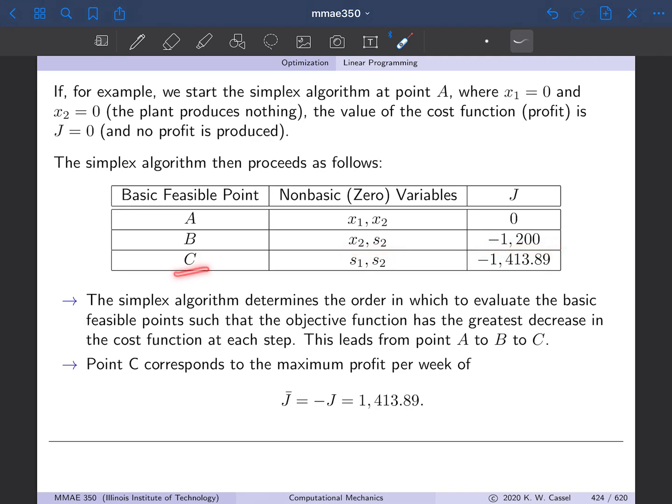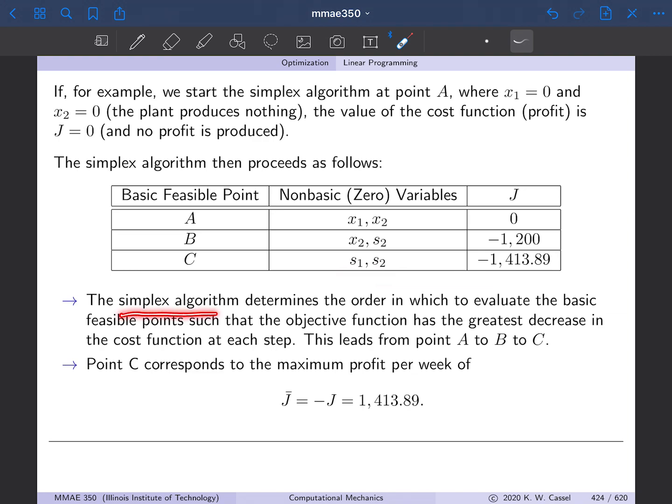So that would be a candidate for the optimal solution. Then you proceed to C. When you're at C, S1 and S2 are equal to 0. And so then you calculate, when S1 and S2 are equal to 0, what's J? And that's minus 1,413 and 89 cents, or again, whatever the units are of this number. And it turns out that's the smallest value. If you were to continue on to D, then this value would increase. J would go up, and we would find that this is the minimum J. That's the J, the maximum profit. The negative of that is the maximum profit we can make, and it corresponds to point C when S1 and S2 are equal to 0.